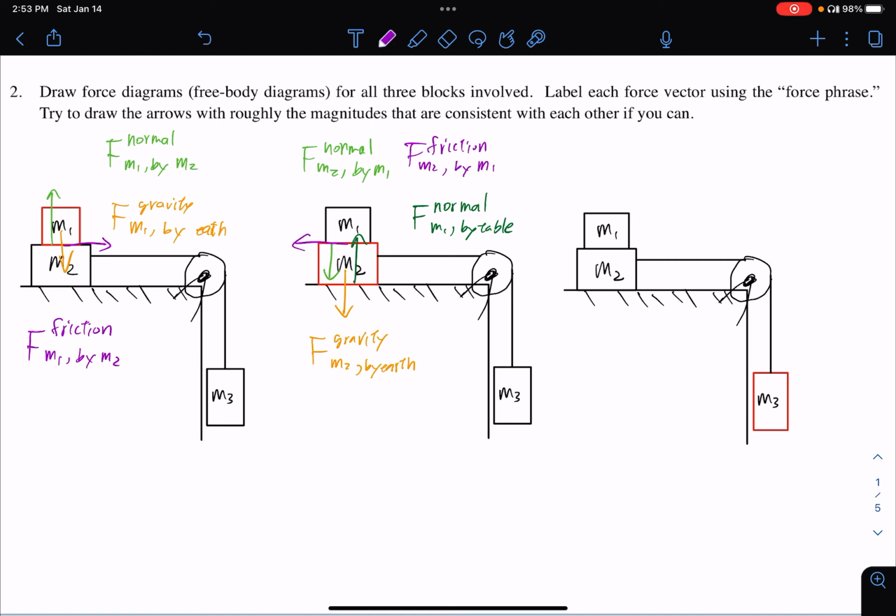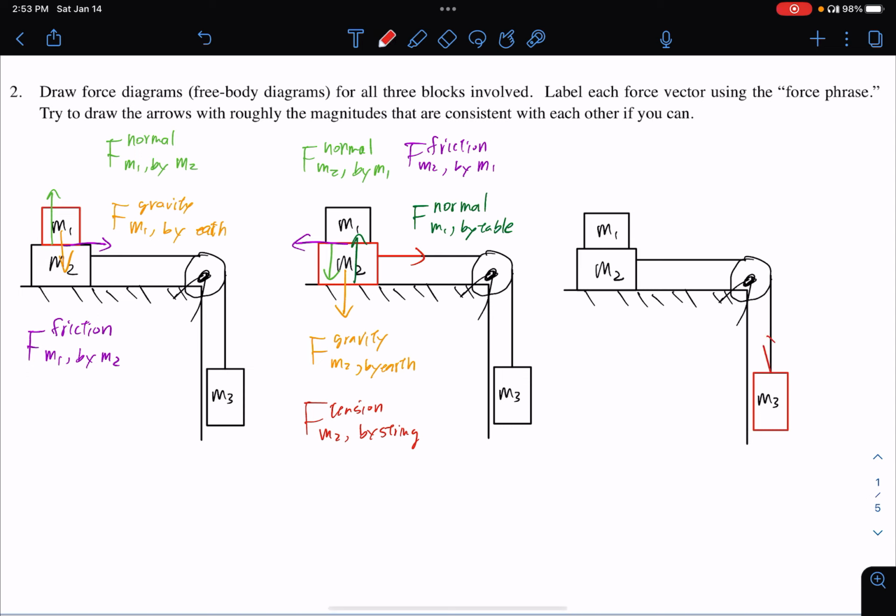Finally, we have the tension force. This tension force is going to be acting on M2 at this point, connected by the string, and it will be a force acting on M2 by the string. This concludes all the forces acting on M2. Now let's work on the simplest case, which is M3, because it's not touching the table, it's just touching the string.